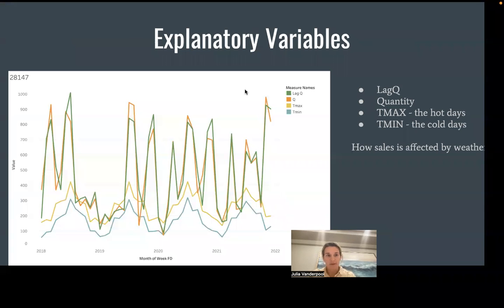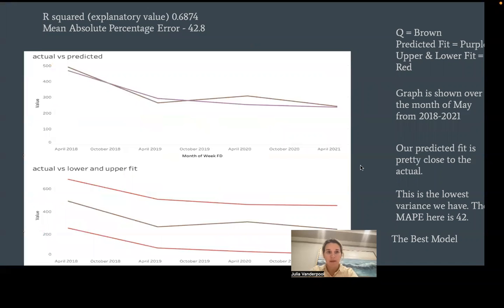Here are the explanatory variables. We have lag Q in green and Q in orange, and then the yellow and blue are the temperatures. And in here you can see that they kind of spike, the weather spikes and sales go up. And after 2020 with COVID, weather didn't factor too much. It seemed like the sales were going up. And then this is the model that we put into R, and then we use Tableau to do our graphs.